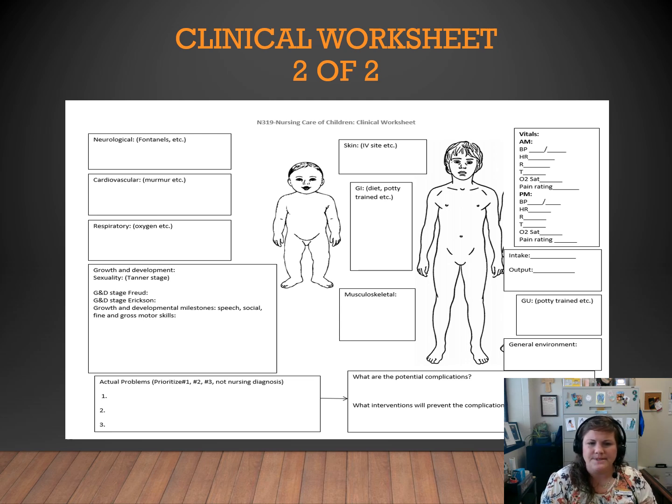Within this section, it also talks about medical problems, and you'll notice that it says prioritize these. These are not your nursing diagnosis. So these are things that you're observing that are concerns for your patient. So it could be, like, patient's got nasal drainage, or it could be actual problems like patient comes in for a rash. So you're prioritizing these actual problems the patient's presenting with. And then you're going to answer what are the potential complications of that and what would be possible interventions needed to prevent those complications. There's a section for vital signs there.